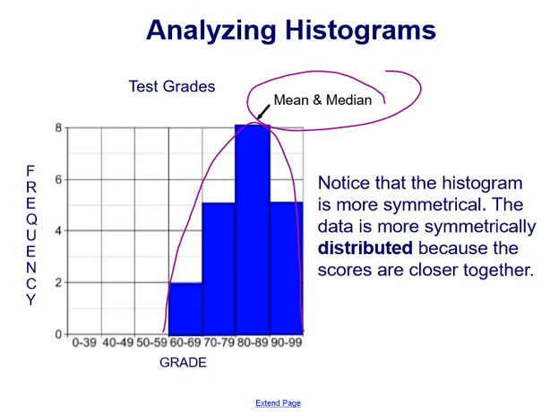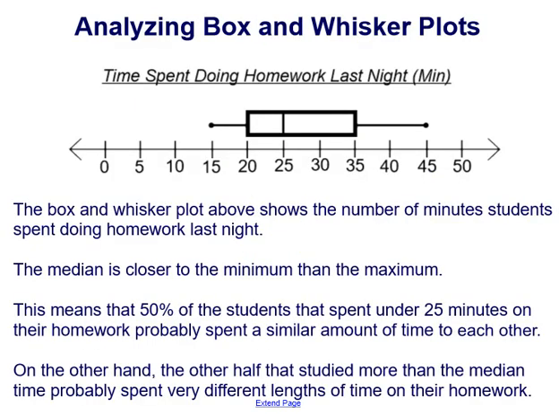So when you're analyzing histograms, it's very important to look at this distribution, and then you can compare the mean and the median without actually calculating their values. Now let's look at a box and whisker plot. The box and whisker plot above shows the number of minutes students spent doing homework last night. We can see that the median, this line here, is closer to the minimum rather than the maximum. We can see 25 is closer to 15 than it is to 45.